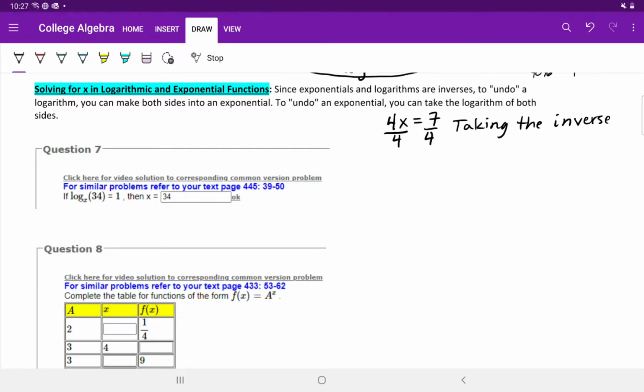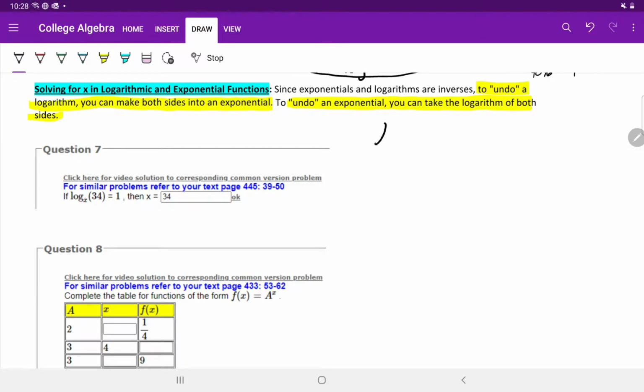So here's an important note for you. You might want to highlight this. To undo a logarithm, you can make both sides into an exponential. To undo an exponential, you can take the logarithm of both sides. So these are inverses of each other, logarithms and exponentials, and we can use them to solve problems.